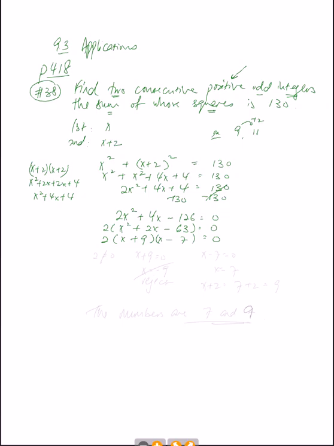If you put each piece to 0, you notice 2 cannot be 0, so that's out of the question. And x plus 9 equals 0 tells you x is minus 9, and that's out of the question too, because you are talking about positive integers. And x minus 7 equals 0 tells you x is 7. Now bear in mind you're looking for two numbers. So x is 7 is one of the numbers. To get the second number, you need x plus 2. So 7 plus 2 is 9. So the numbers are 7 and 9.